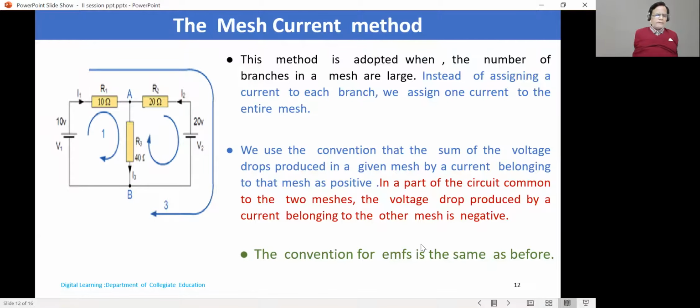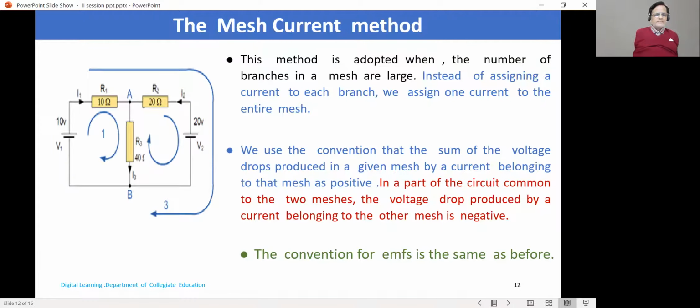So, we adopt a method wherein instead of assigning a current to each branch of the network, we simply assign a current to an entire mesh. Once we assign a current to an entire mesh, we adopt the convention that all voltage drops produced in a given mesh by a current which belongs to it will be positive. All voltage drops produced in a given mesh by a current which belongs to an adjacent mesh will be taken as negative. As far as IR drops are concerned, this is the convention.